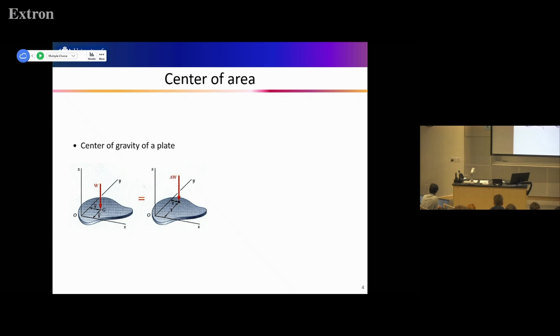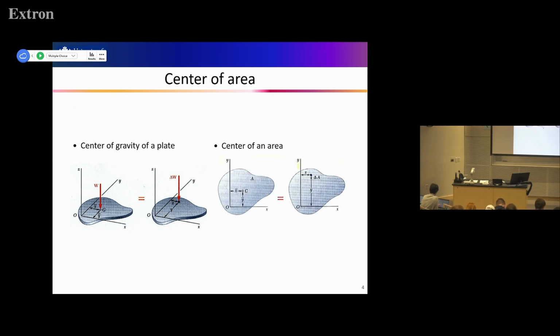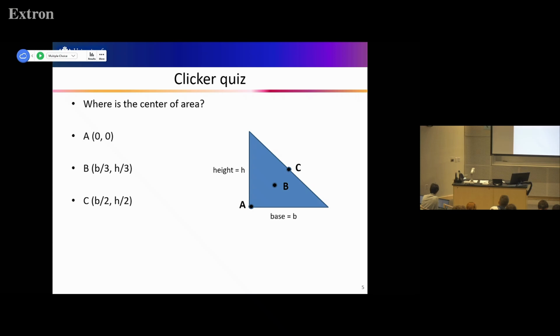So center of gravity of a plate is the point where the weight is applied, toward the center of the earth, right? And if the material is homogeneous and thickness is the same, then the centroid, center of gravity, is the same as the center of an area, right? So that's center. And if we have a simple shape, then the centroid location is widely known.